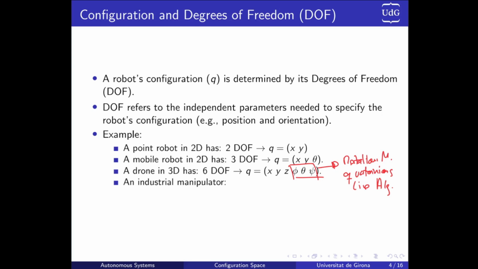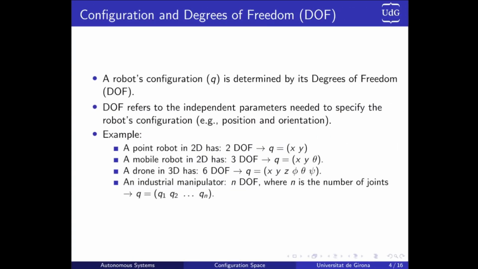And what happens if you have an industrial manipulator? Then it's a little bit more difficult, because you can specify just the position of your end effector, like a drone, with x, y, z and a rotation, or you can specify the position of each articulation. These are two different ways to specify the configuration of an industrial manipulator, or any robot that has arms or legs or something articulated. Then the Q represents that.